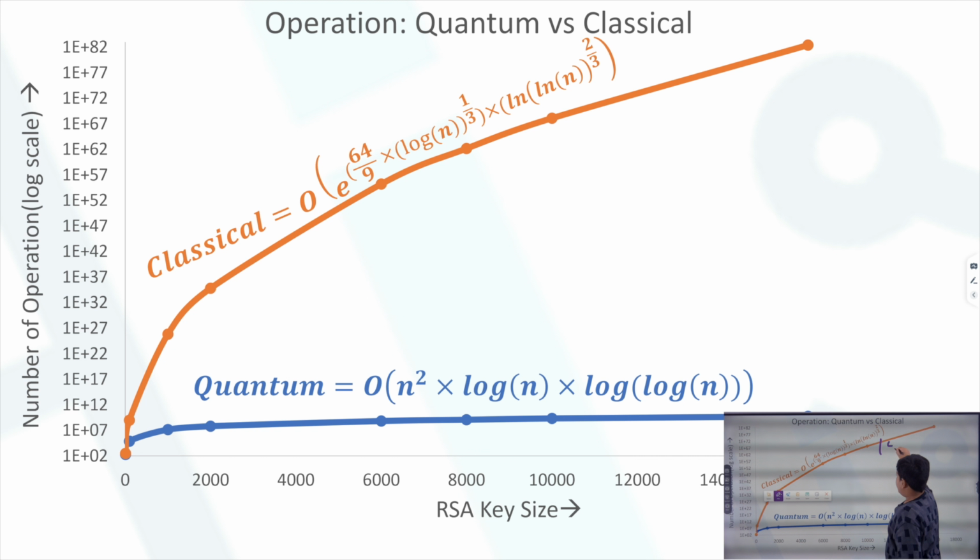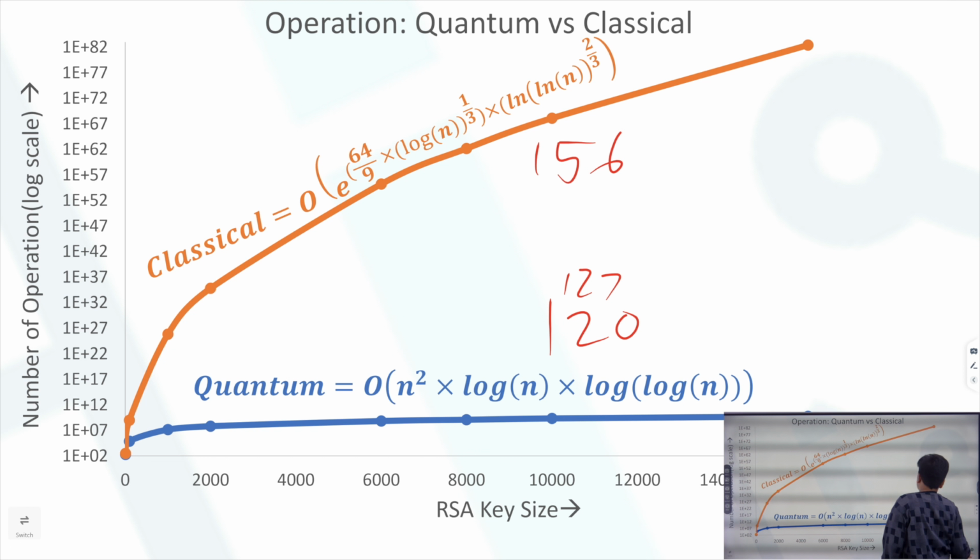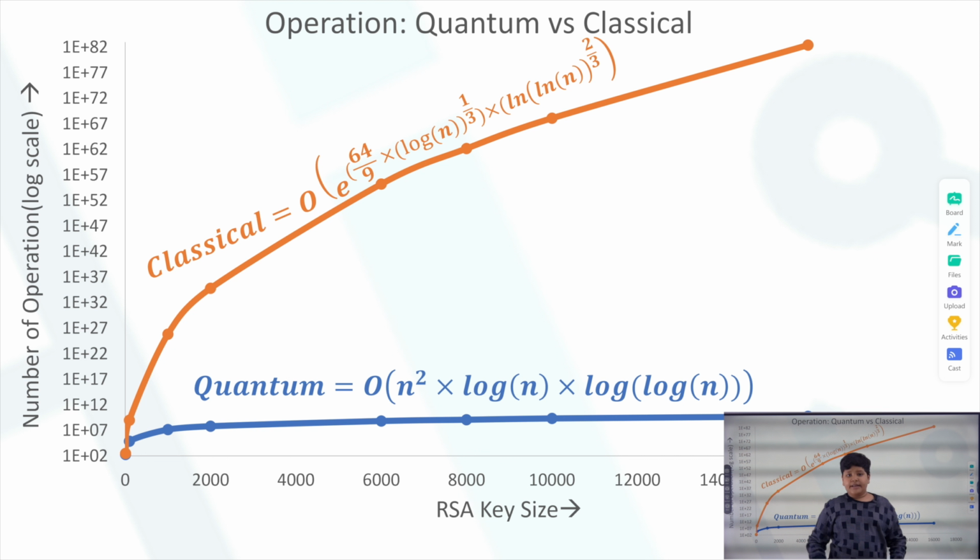You can get from 156 at the max and all the way down to 120 and 127. So those are free. You can get them from IBM at any time.